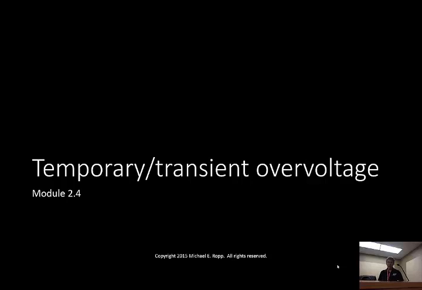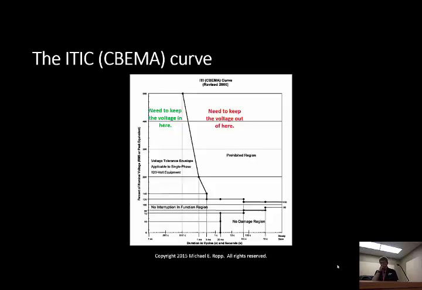Next topics we're going to talk about are fairly hot issues for us right now. Various forms of temporary and transient overvoltage that can be caused by distributed energy resources. The question always arises when we're talking about temporary and transient overvoltage: how much overvoltage is allowable?